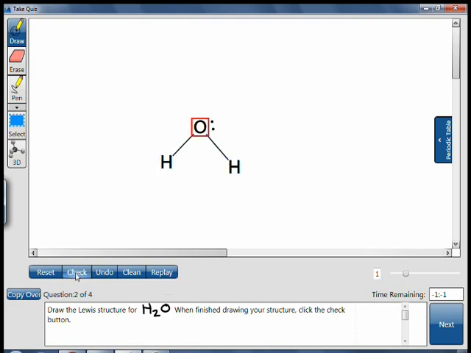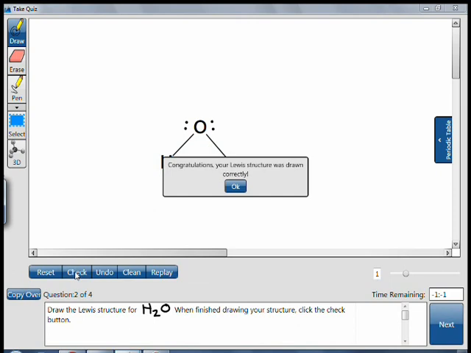Say that it's still not correct, but they still click check, and now it tells them that they need to have one valence electron for hydrogen and six for oxygen. So they're like, okay, I need to add one more pair. Now if they check it, then it tells the student that they got the structure correct.